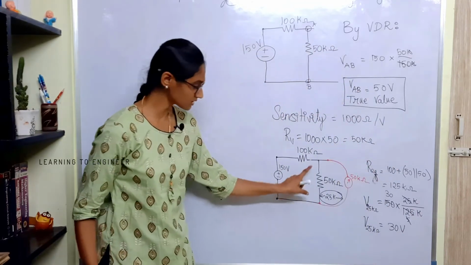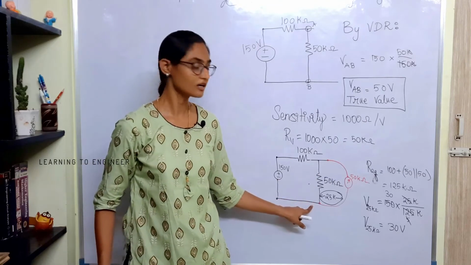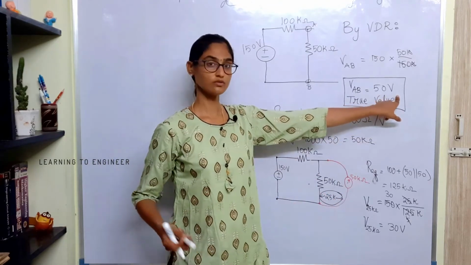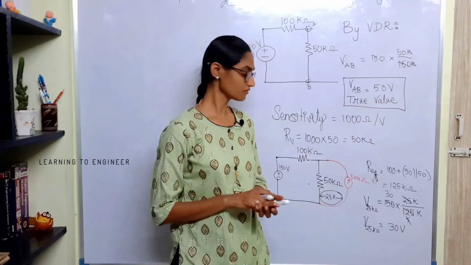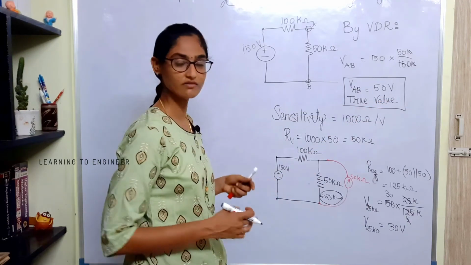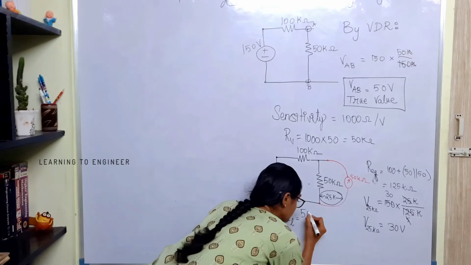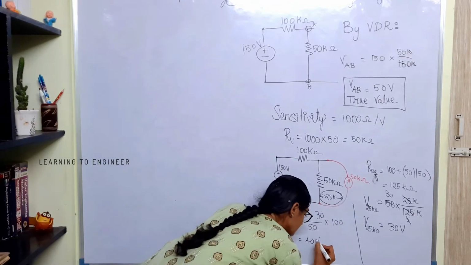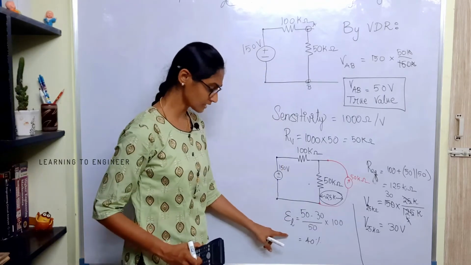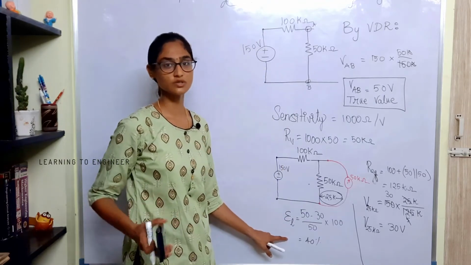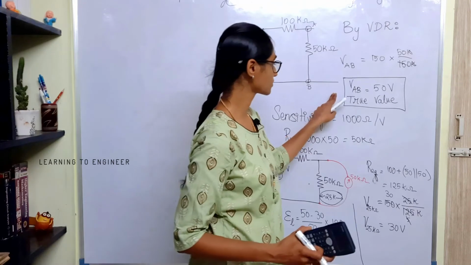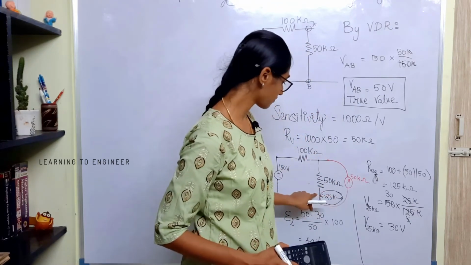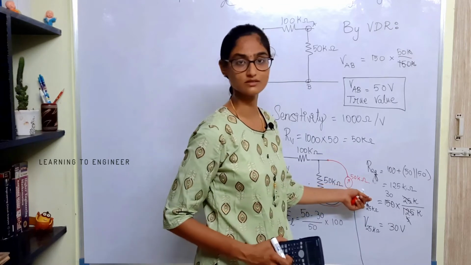So 30 volt is the voltage across this pair when you connect the voltmeter. But what is the true value? The true value is 50 volt. So the error will be 50 minus 30 divided by 50. This error is 40%, which is huge, because the true value is 50 volt, and when you connect a meter, the voltage changes because of the meter's resistance.